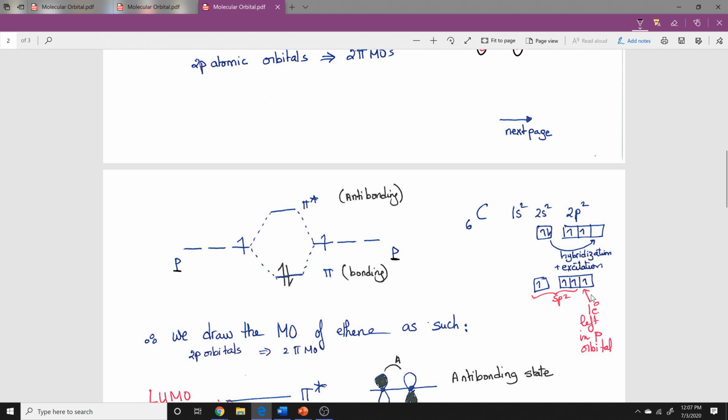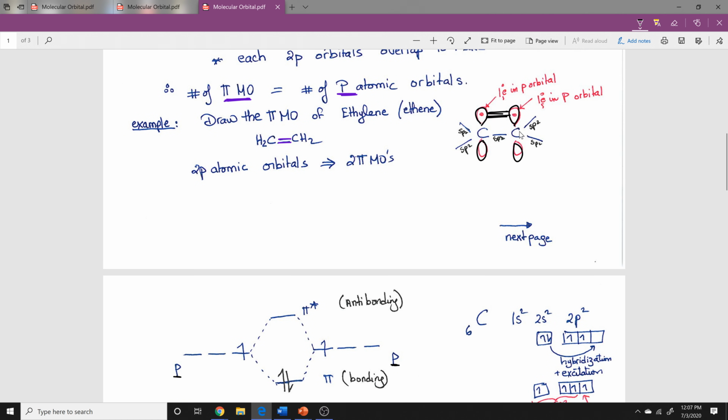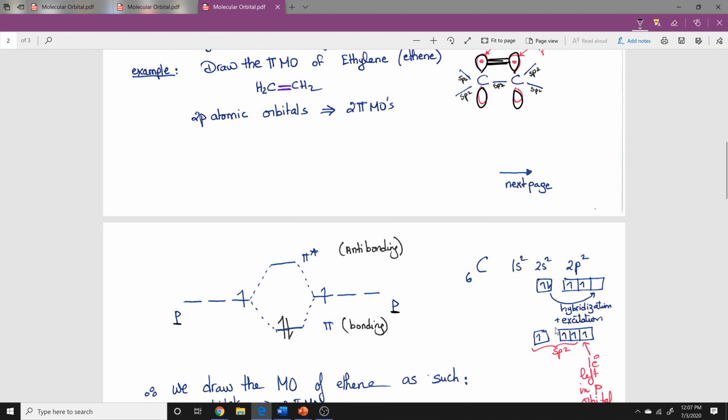So for every carbon, and you do have 2 carbons in ethene, you would need to write a carbon in here and a carbon in here. And we are only considering the p atomic orbitals for each of the carbons. So each p atomic orbital has only 1 electron. These electrons can overlap with each other, and they make not the sigma, because when p orbitals overlap, they make the pi bonding state. So they can make either the pi or the pi star anti-bonding state.